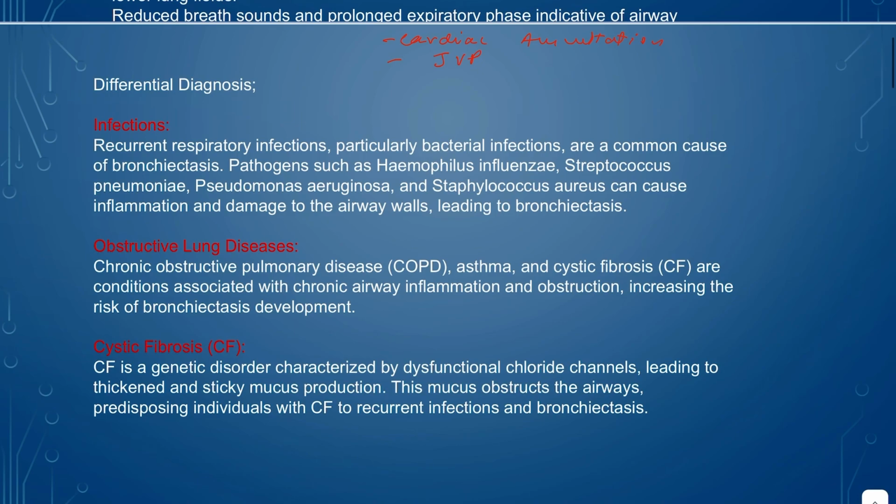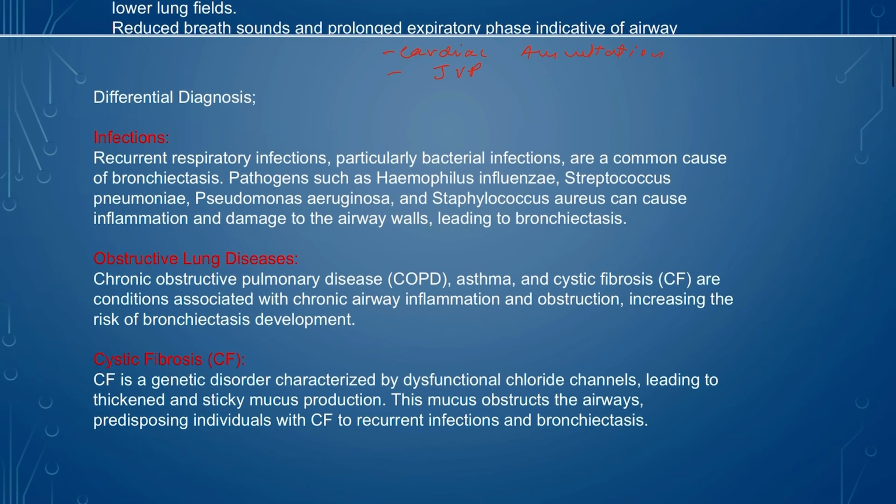Coming to the differential diagnosis, there can be infections, because recurrent respiratory infections, particularly bacterial infections, are common causes of bronchiectasis. Normally the pathogens are Haemophilus influenzae, Streptococcus pneumoniae, Pseudomonas aeruginosa, and Staph aureus. These all cause inflammation and damage to airway walls, so these can lead to bronchiectasis. So recurrent respiratory infection is one cause.